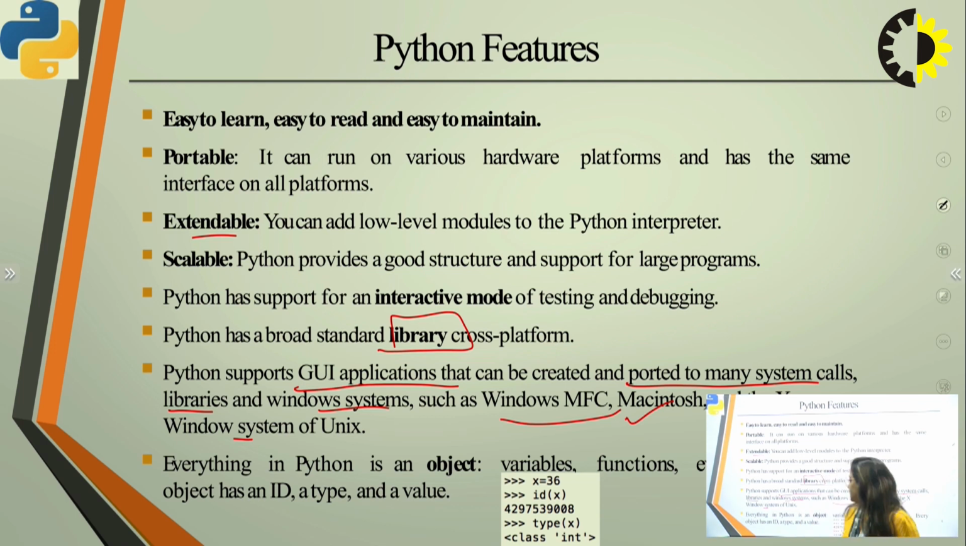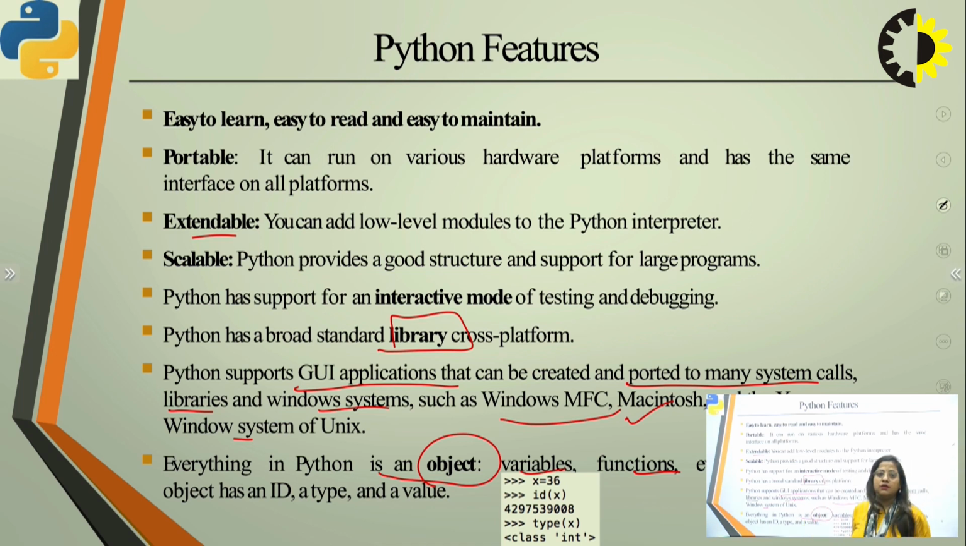Everything in Python is an object. That's why we can say that it is object oriented. It works on OOPS features, meaning it is an object oriented programming language. So Python has object variables, functions, and even code. Here there is no need to declare the object in Python.